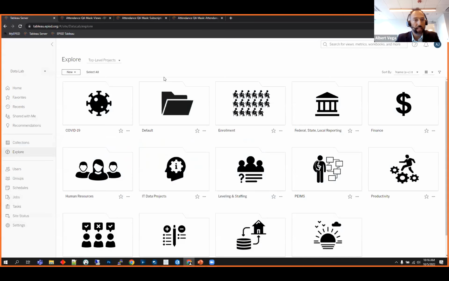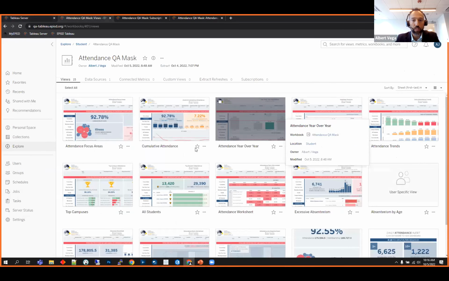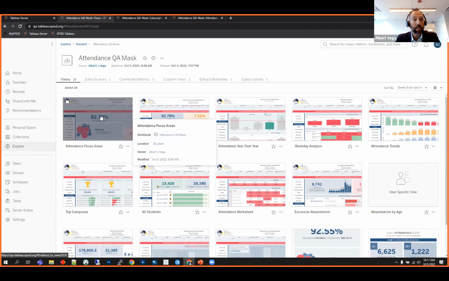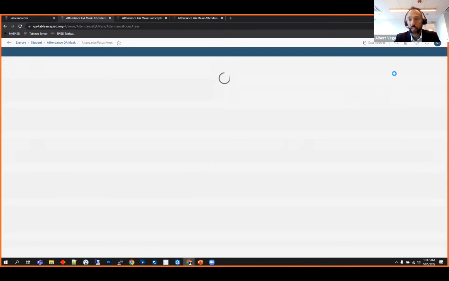I'm going to jump into our data lab. Down here in our student project folder, we have our attendance dashboard. You can see it's pretty big, it's pretty massive. I am going to click on this first tab, and this first tab is going to immediately bring up our focus areas.